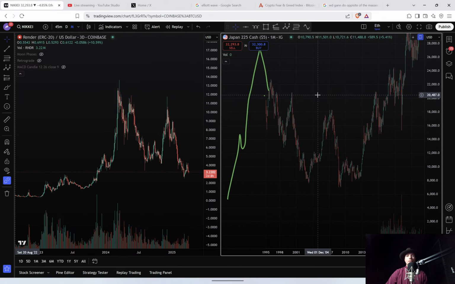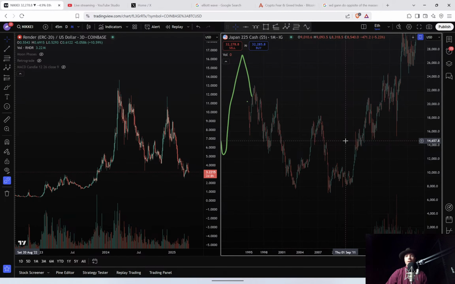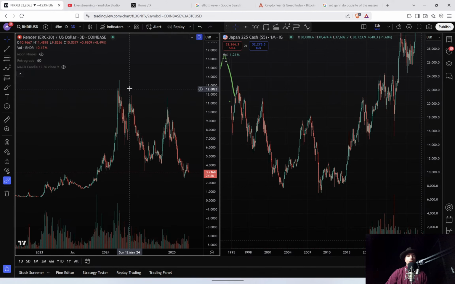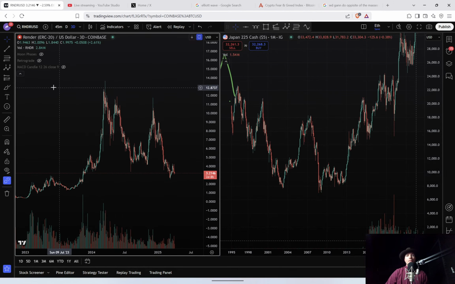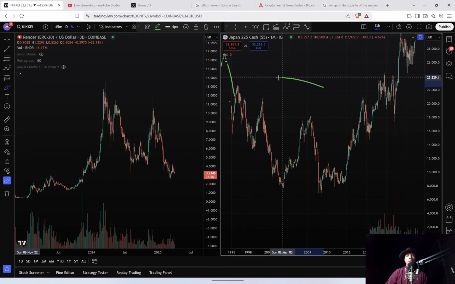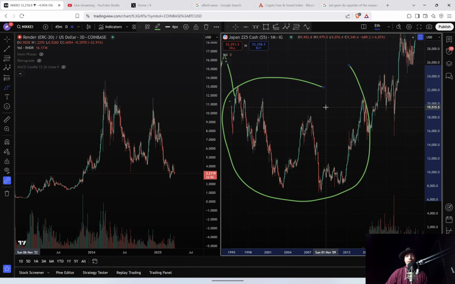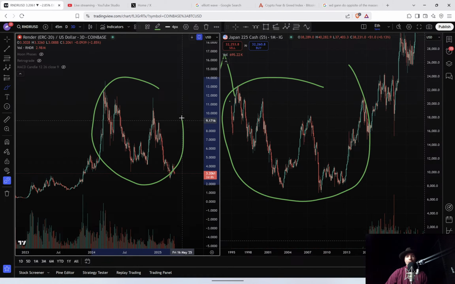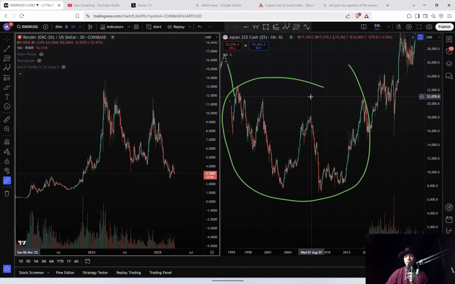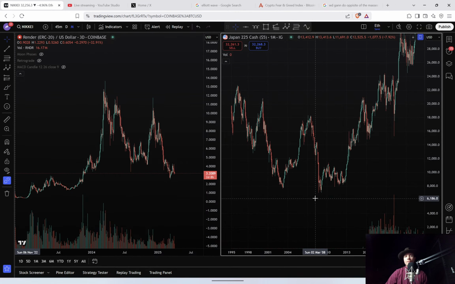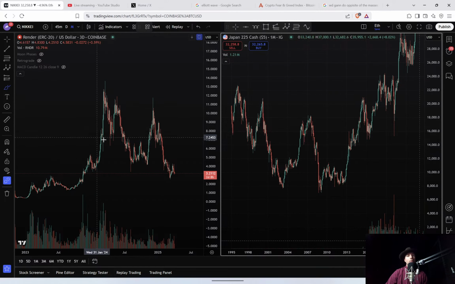So on Nike, it looked a lot like this. This is the Japanese stock market right here, and this is Render currently. This move on the Japanese stock market back in the day is very similar to what happened on Render. The reason I bring this up is because human emotion never changes. When you can find that fractal of these market cycles and see the same things happening over and over again, it really gives you a lot of confidence in your analysis.